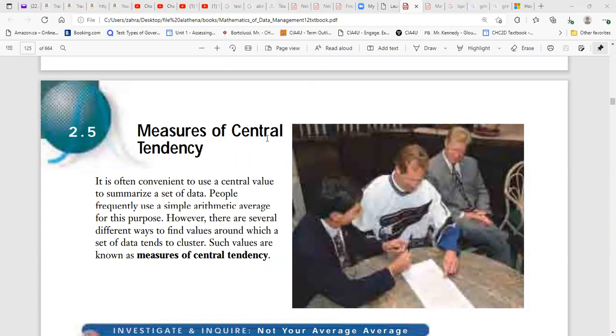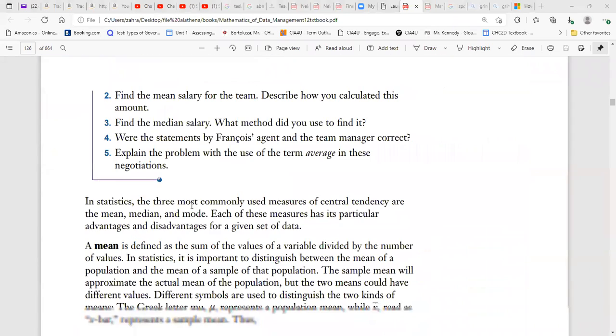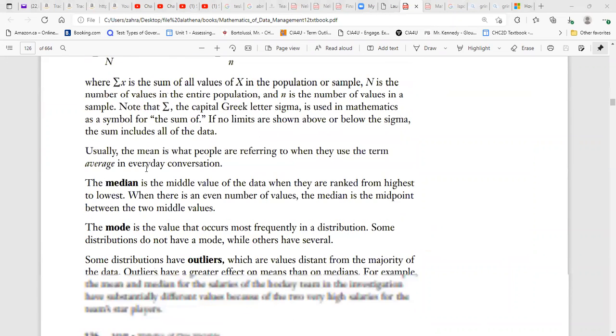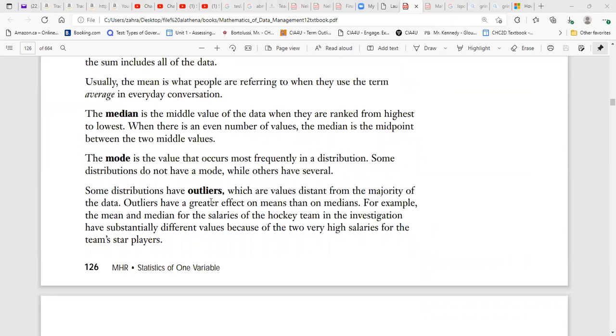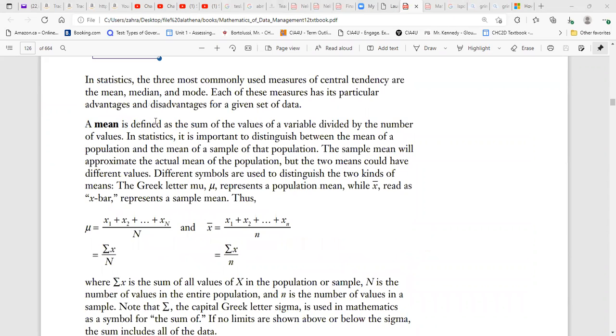2.5 measures of central tendency. So when we talk about central tendency, we can talk about the mean, median, modes, and outliers. So what is the mean? Mean: if you sum the values that you have, the data, and divide it by the number of the data, it's going to be the mean. It's kind of the average of your data.